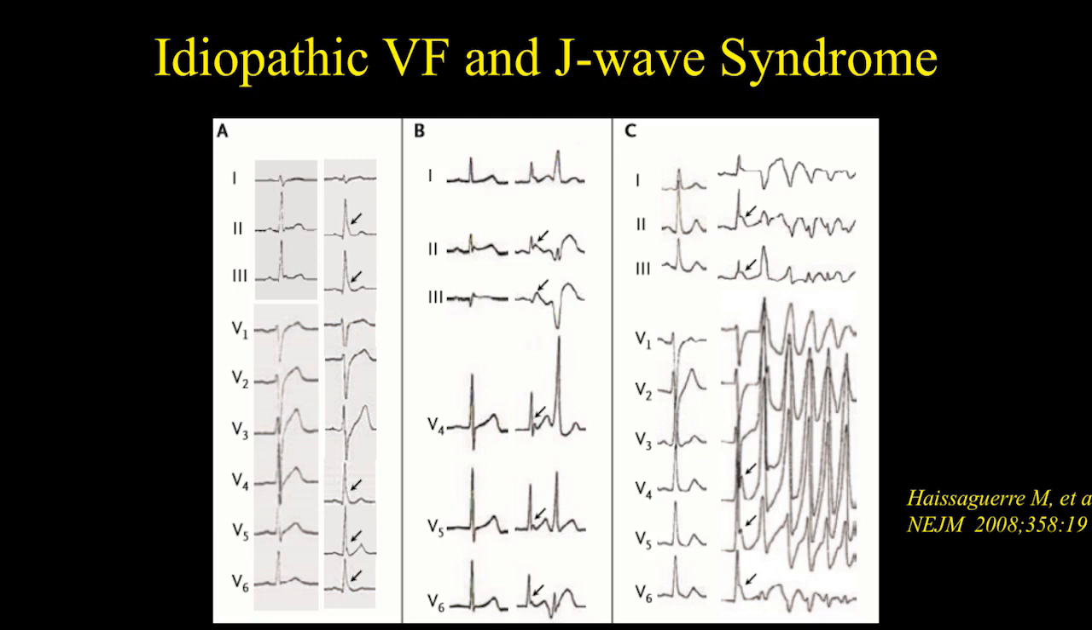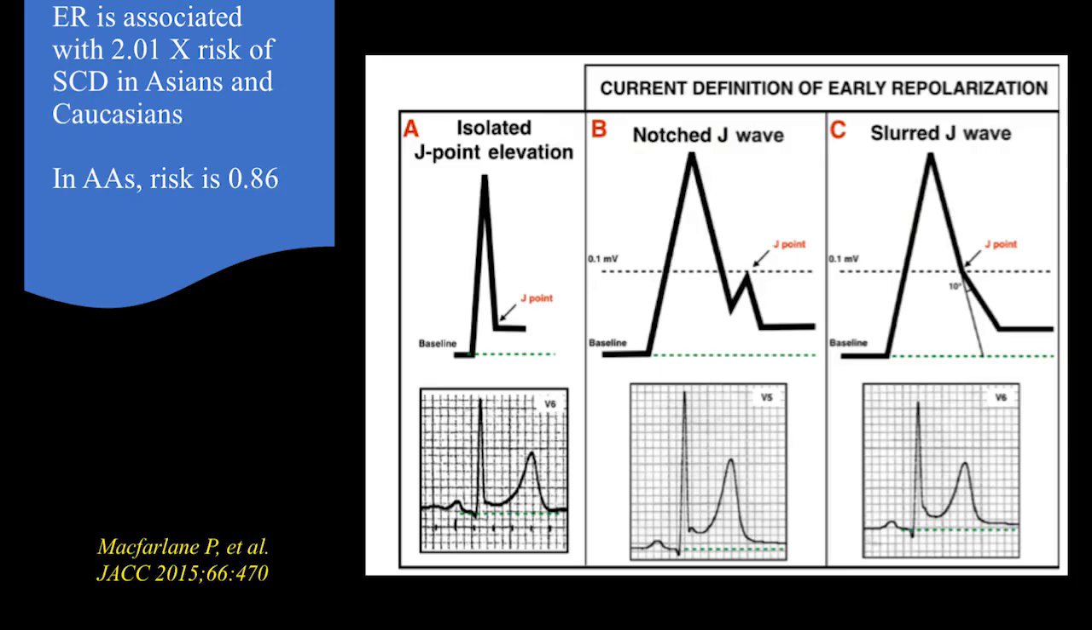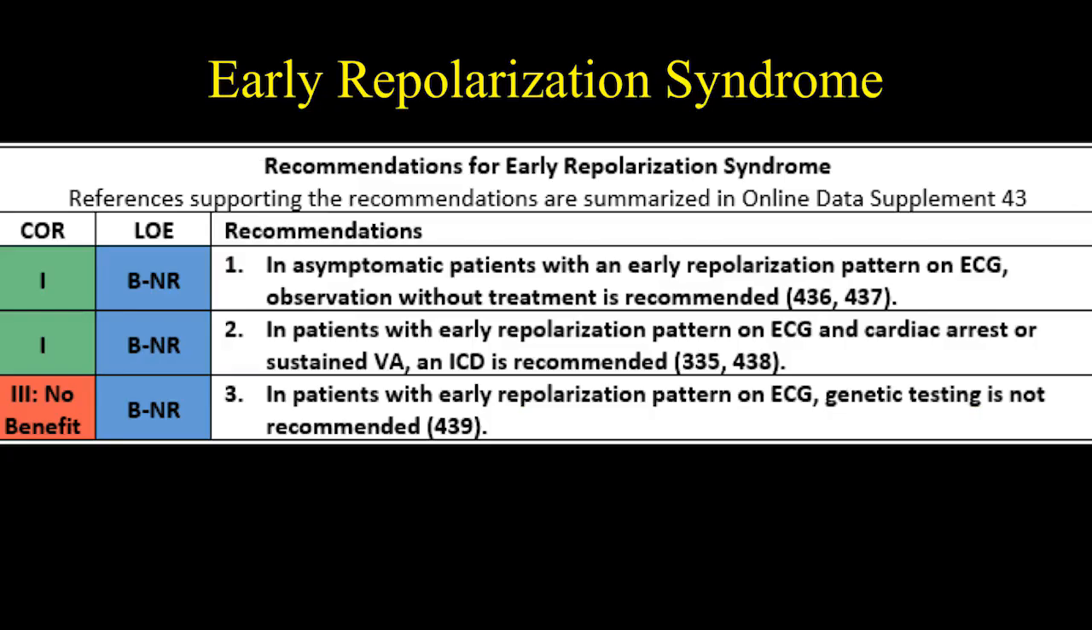But in this report from 2008, Michel Haïssaguerre reported that sometimes you'll see people have VF, as this EKG shows. The point I want to make is this: early repolarization is associated with a 2 times risk of sudden cardiac death if you're white or Asian. But if you're black, it doesn't seem to have any statistical association. So if we see a black man, usually a young adult, with early repol who is asymptomatic, we leave him alone. If we see a white person with early repol who is asymptomatic, we leave him alone.